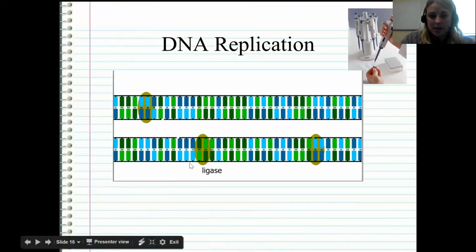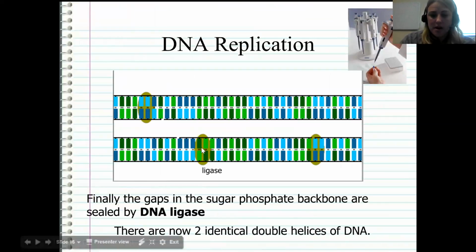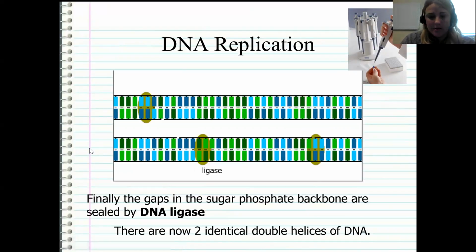Then ligase is going to come in and bond the backbone together so that we have a continuous strand, and now we have two identical double helices of DNA.